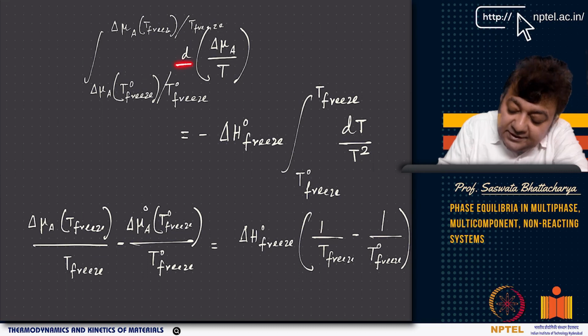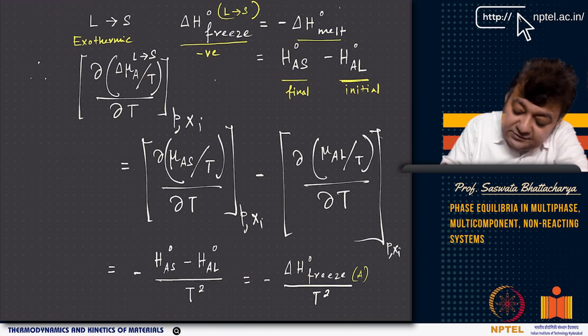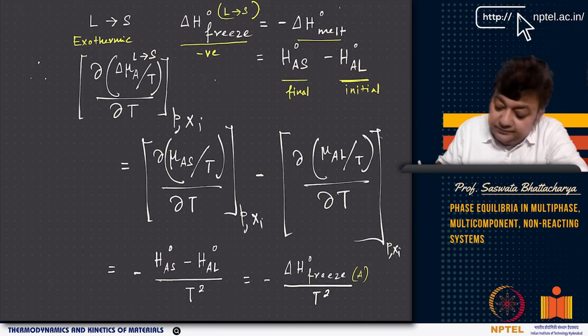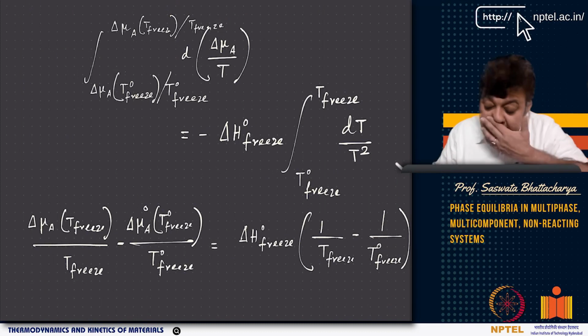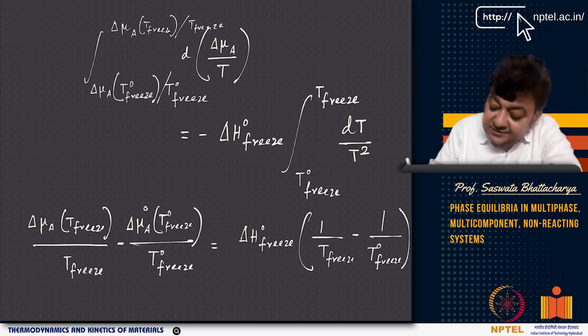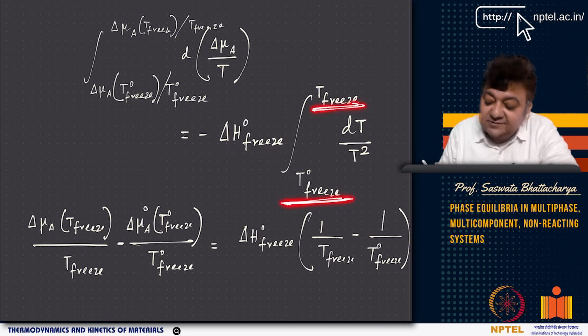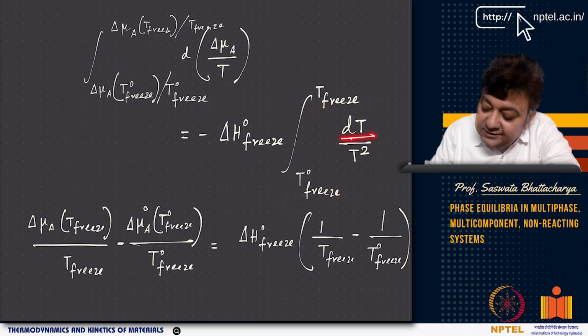And you are looking at d of delta mu A by T, which equals minus delta H0 freeze by T square dT. So basically I am taking that delta H0 freeze, and we are assuming that it does not change with temperature. We have T0 freeze, which is the freezing point of the pure solvent, and T freeze, which is the freezing point of the solution. And you have now dT by T square.